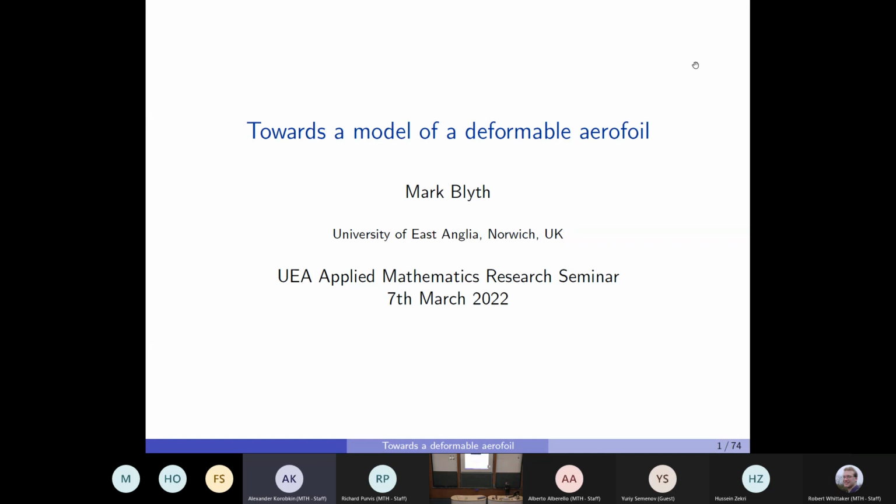What we were trying to do was start to think about how you would model a deformable aerofoil. So the emphasis in the title is on the first word. I'm not claiming that this is going to be enormously realistic, and certainly at the beginning it's going to be highly idealized, and we'll start to make it slightly less so by the end of the talk. So please keep in mind this first word, that's the direction we're heading in.